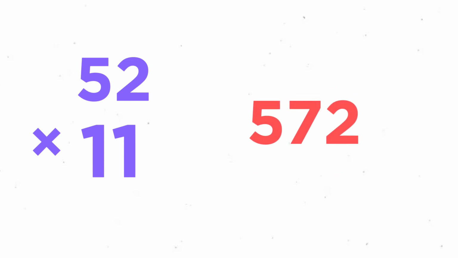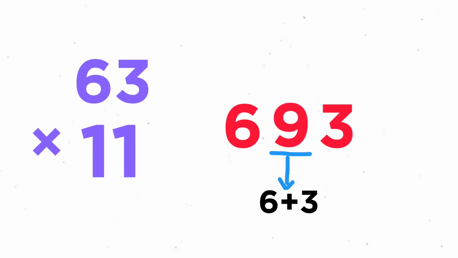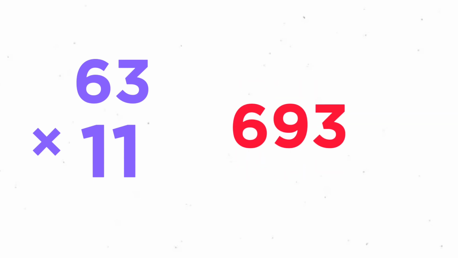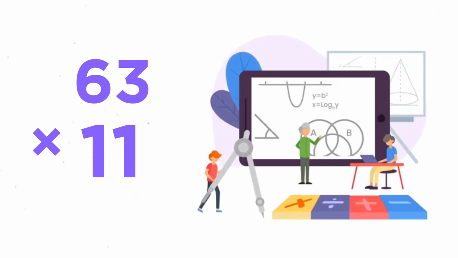Super fast, right? Now try 63 times 11. Write 6 and 3, and in between, write 6 plus 3 equals 9. Boom! It's 693. Now you might ask, what if the sum is more than 9?